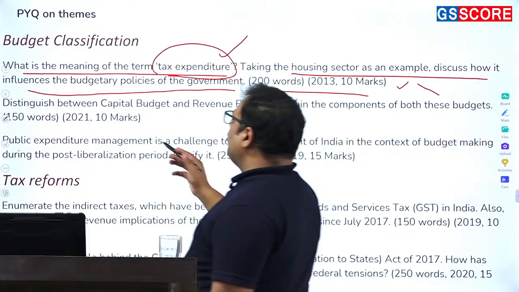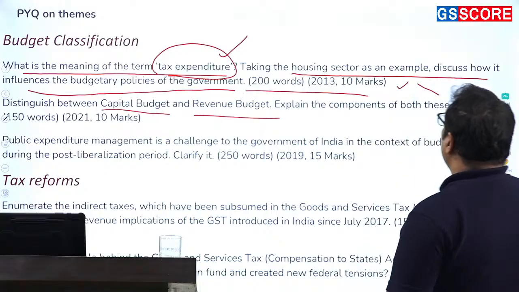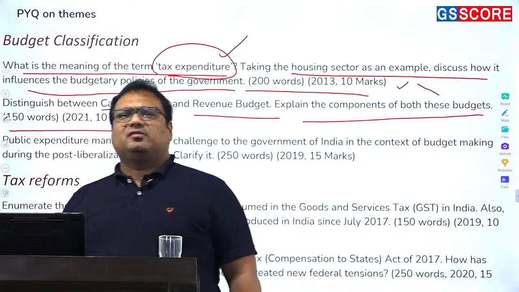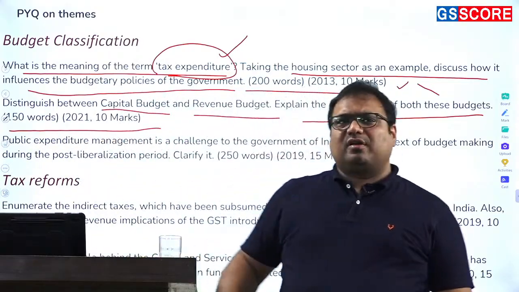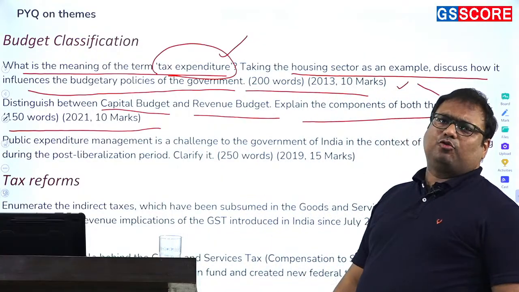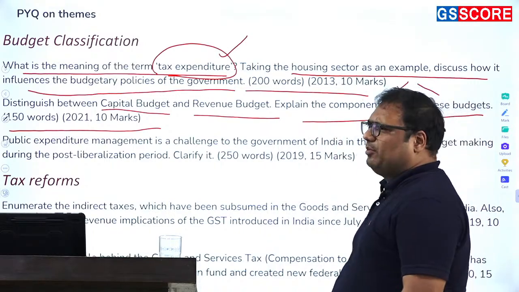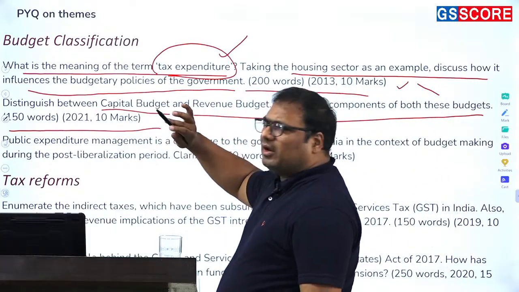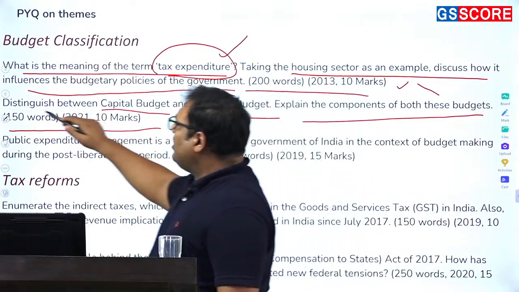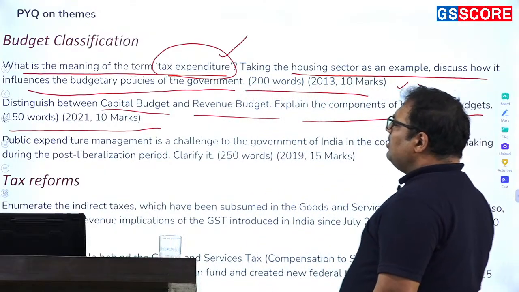Then a straight question recently was asked about capital budget and revenue budget, and how the components of these budgets work. This is a direct static question on the budgetary classification. कि capital budget क्या होता है, revenue budget क्या होता है और दोनों का क्या importance है. So this is very much a straight question from the syllabus. Neither related to current affairs, nor applied. सीधा सीधा question, सीधा syllabus से. No deep analysis, no contemporary theme. Nothing is there. Straight question from the syllabus.